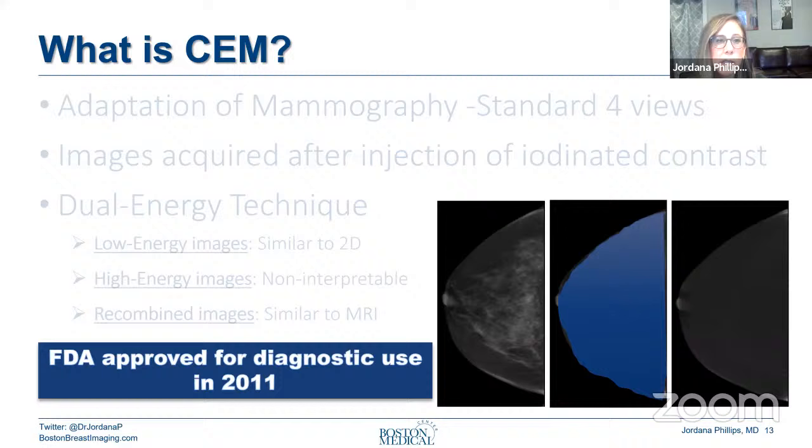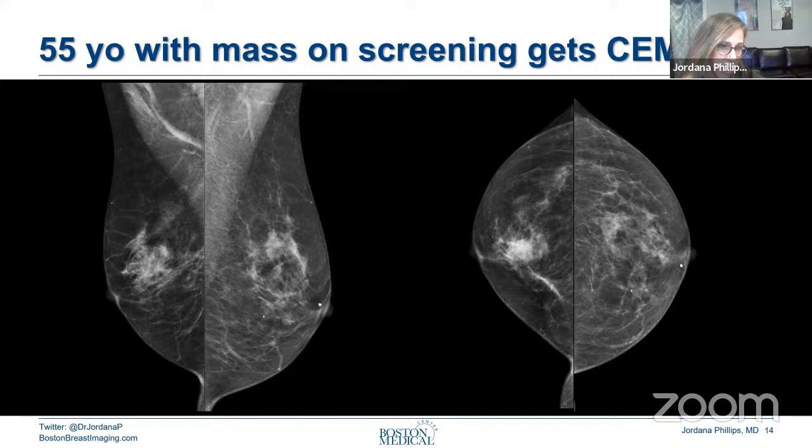This imaging modality, contrast enhanced mammography, was actually approved over a decade ago at this point. It was approved for use in the diagnostic setting in 2011. It's only really increased throughout the country in the past few years. So let me show you an example of a contrast mammogram.